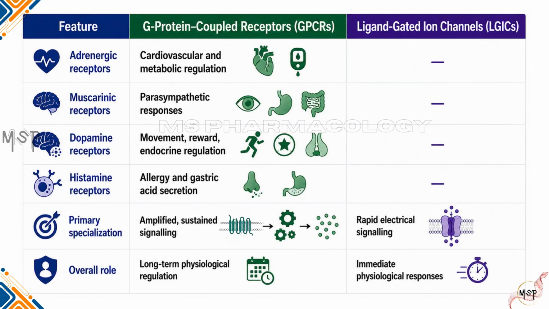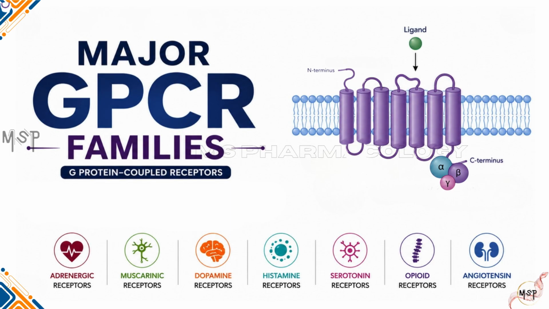and physiological homeostasis. Many clinically important receptors belong to the G-protein-coupled receptor family. Although they share a common mechanism of activation, different receptor subtypes couple to different G proteins and elicit distinct physiological responses. Let us explore some of the major GPCR families.